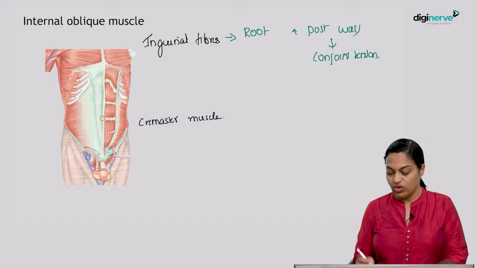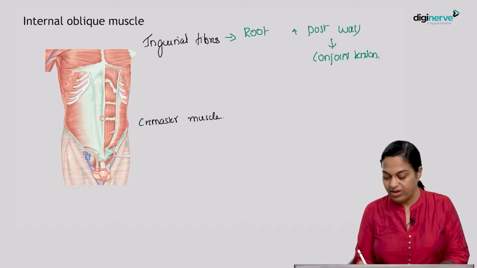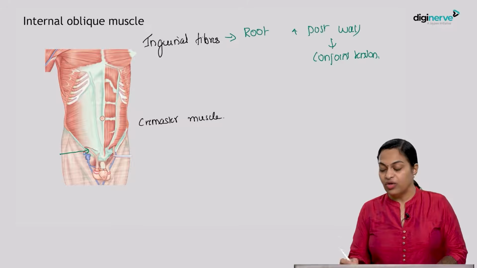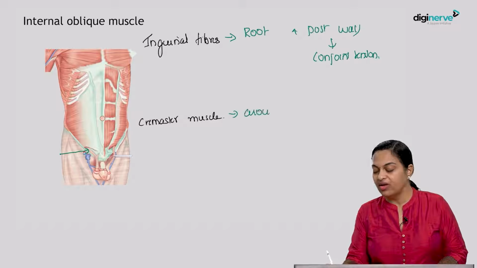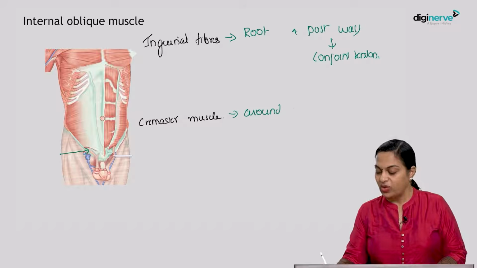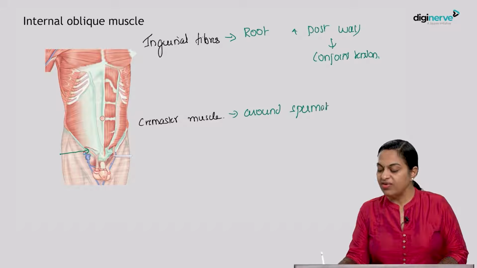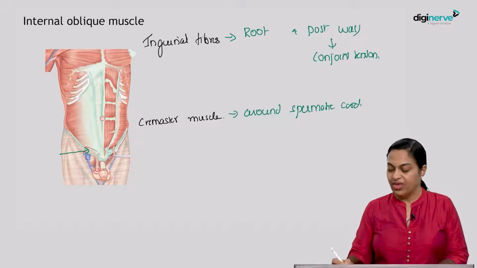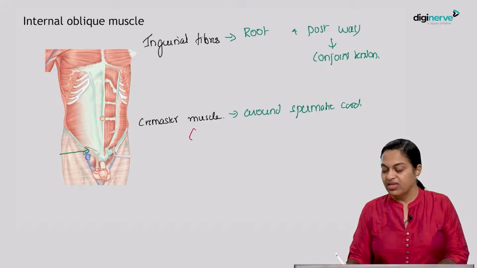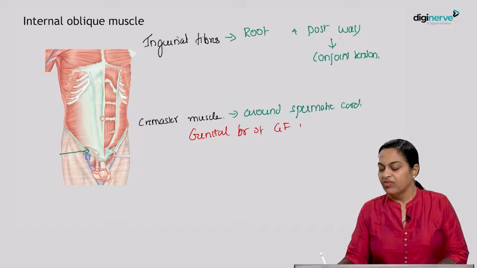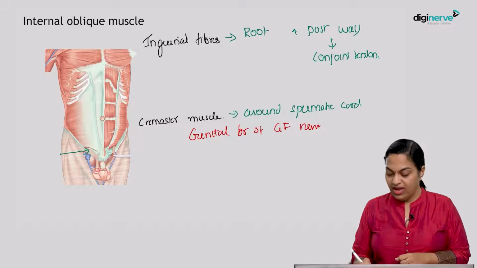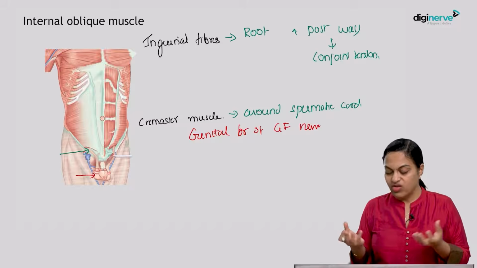Another interesting feature of this internal oblique muscle is that its fibers continue around the spermatic cord as fasciculi. These muscle fibers that surround the spermatic cord are called the cremaster muscle, which is innervated by the genital branch of the genitofemoral nerve. When this muscle contracts, what happens is that you can see the testes here within the scrotum.